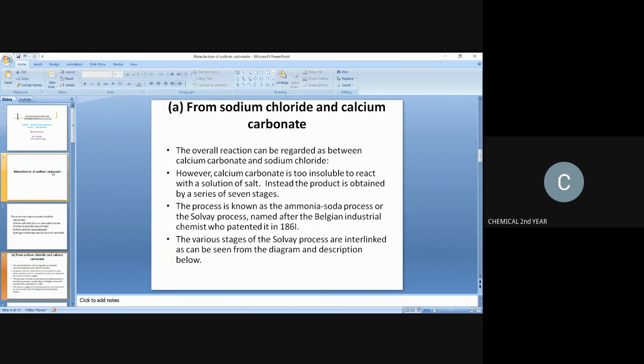First, from sodium chloride and calcium carbonate, as we are going to see in this process, the overall reaction can be regarded as between calcium carbonate and sodium chloride. However, calcium carbonate is too insoluble to react with a solution of salt. Instead, the product is obtained by a series of seven stages. The process is known as the ammonia soda process or the Solvay process, named after the Belgian industrial chemist who patented it in 1861. The various stages of the Solvay process are interlinked, as can be seen from the diagram and description below.